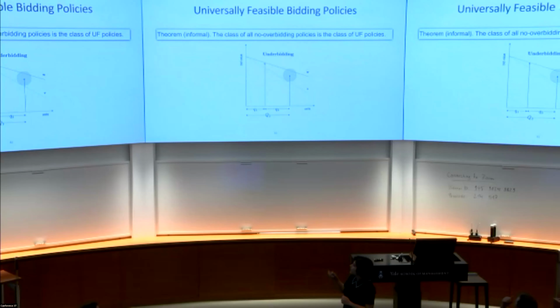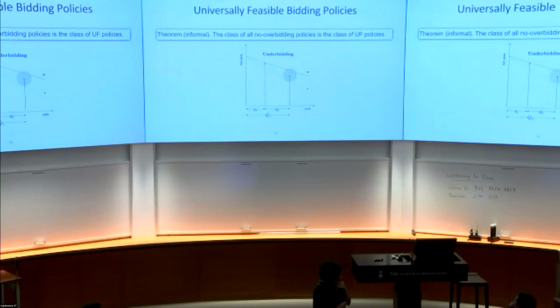Now here's our first theorem that says that the class of all non-overbidding bidding policies is the class of universal policies. Meaning that as long as Alice does not overbid, she's safe. We just need to ask Alice not to overbid, and as long as she does that, her ROI constraint is always satisfied, irrespective of the bounds. Non-overbidding is equal to universal.